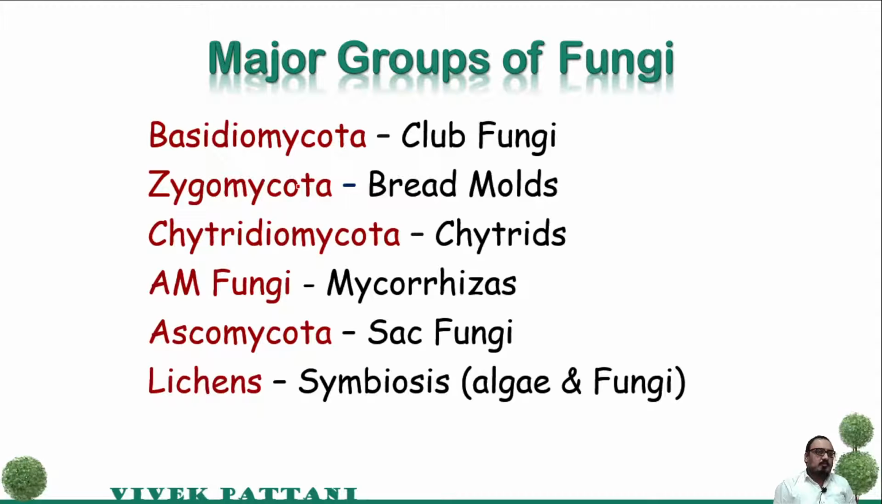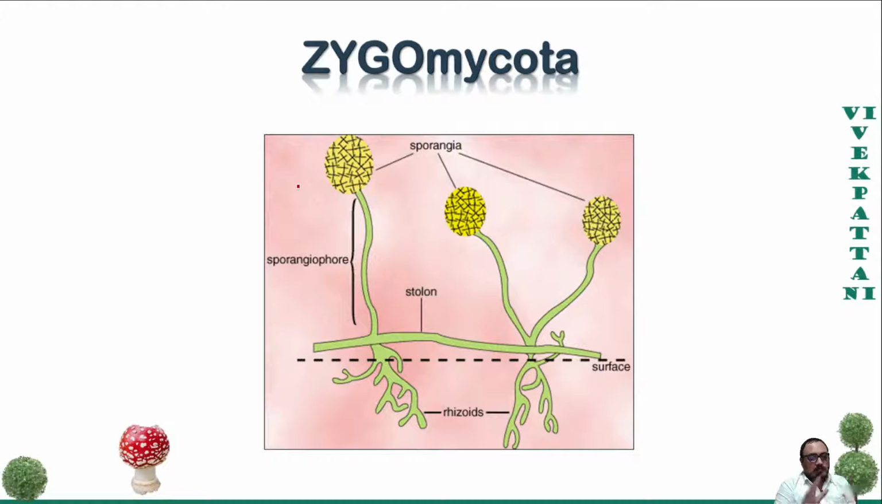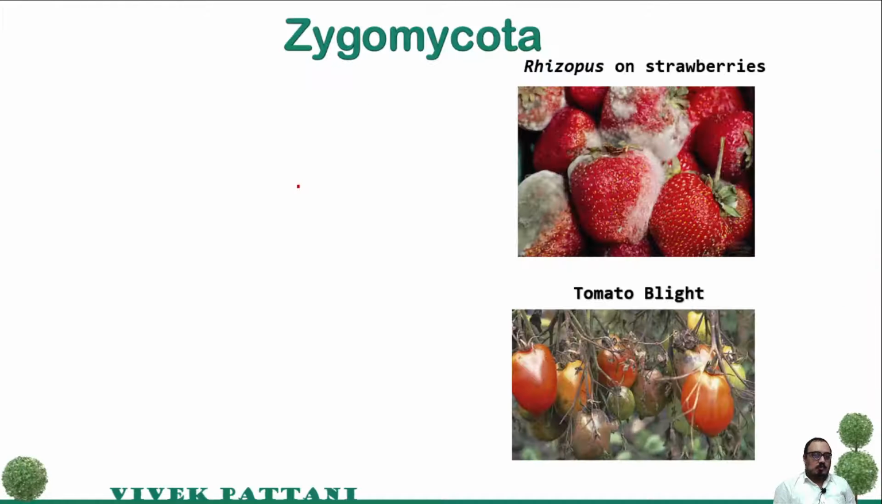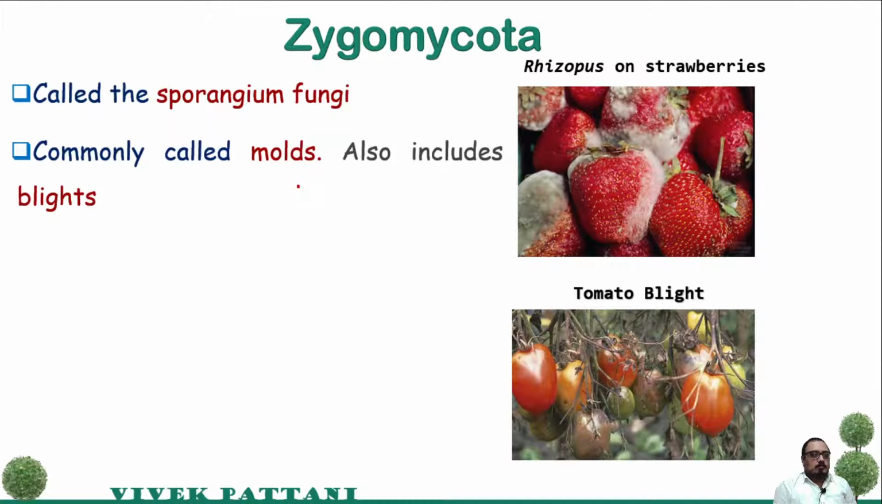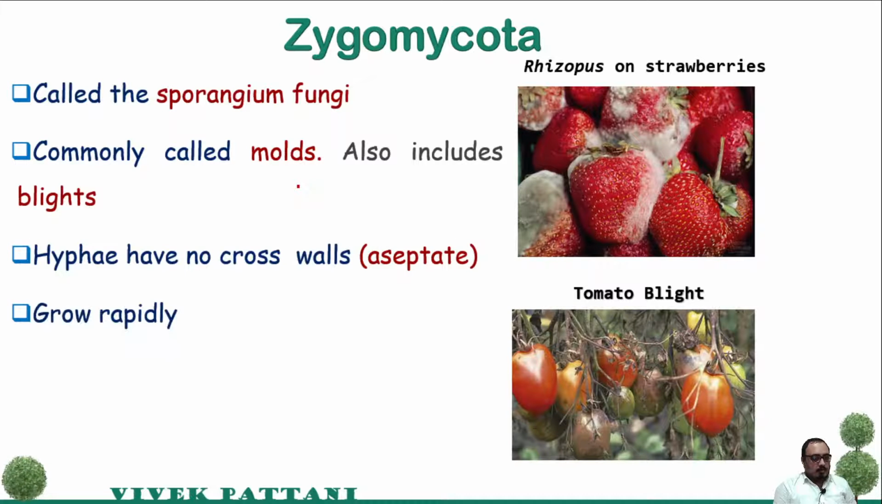Basidiomycota are generally club fungi. Zygomycota are generally bread molds. Chytridomycota are generally chytrids. Glomeromycota are also known as arbuscular mycorrhizal fungi, which are basically mycorrhizas. Ascomycota are basically sac fungi, and lichens are an association between algae and fungi. This is a diagram of a generalized Zygomycota, which has a sporangiophore containing sporangiospores for reproduction.